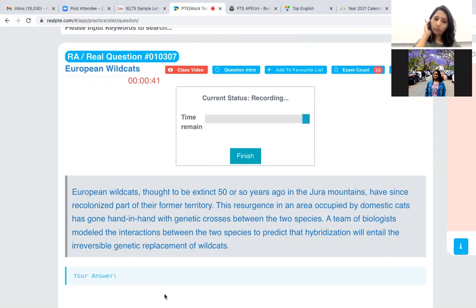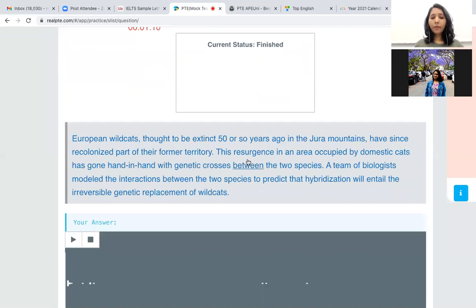European wildcats, thought to be extinct 50 or so years in Jura Mountains, have since recolonized part of their former territory. This resurgence in an area occupied by domestic cats has gone hand in hand with genetic crosses between the two species. A biologist modeled the interaction between the two species to predict the hybridization will entail the irreversible genetic replacement of cats.